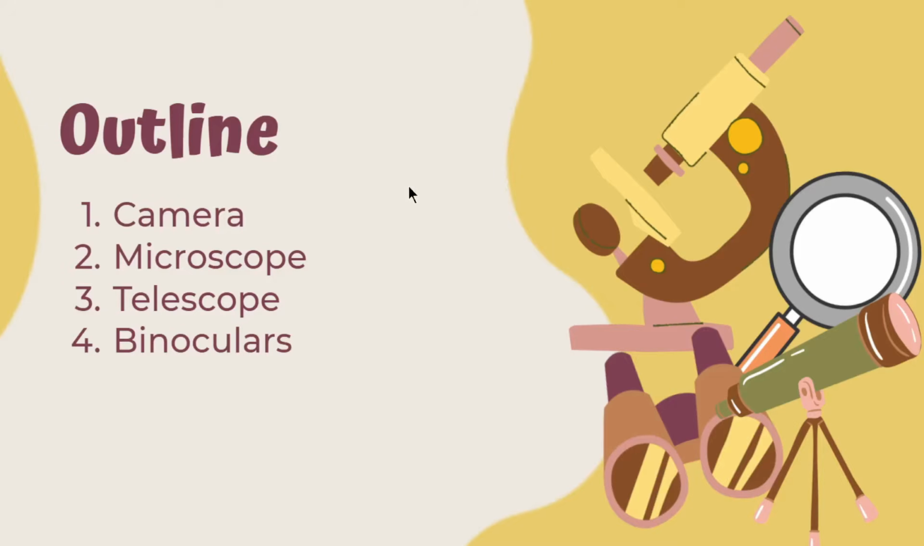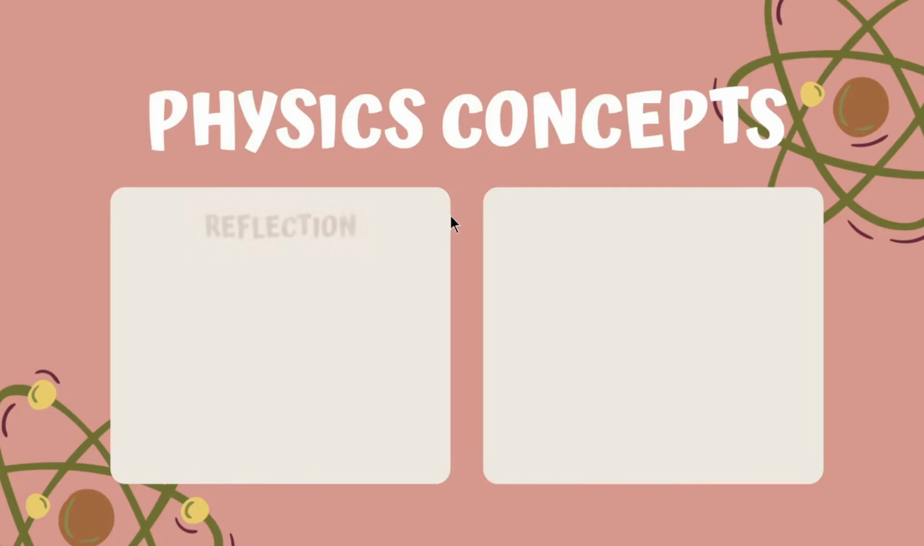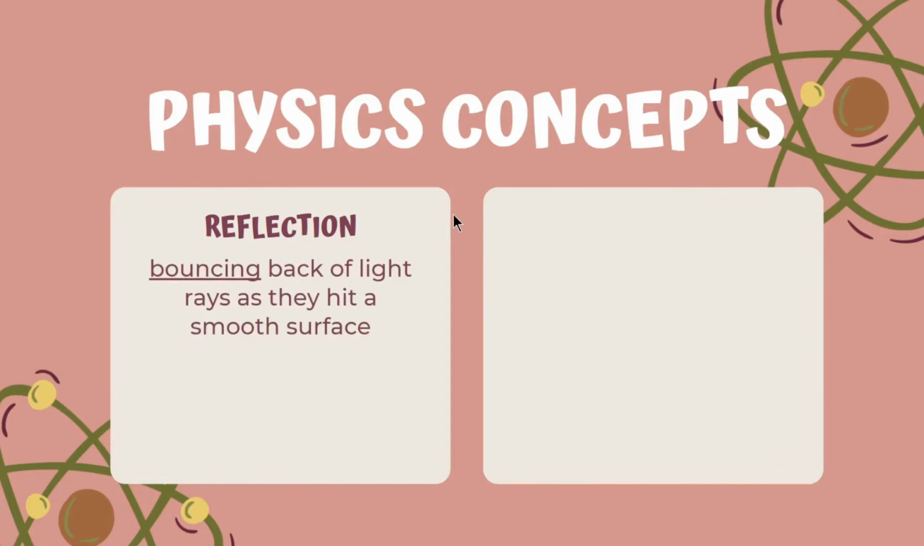If yes, let's start. Before we proceed with the mechanism of each type of optical device, let's have a brief review of important physics concepts. What are these physics concepts? First, we have reflection. Reflection was discussed last week. Reflection is defined as the bouncing back of light rays as they hit a smooth surface.